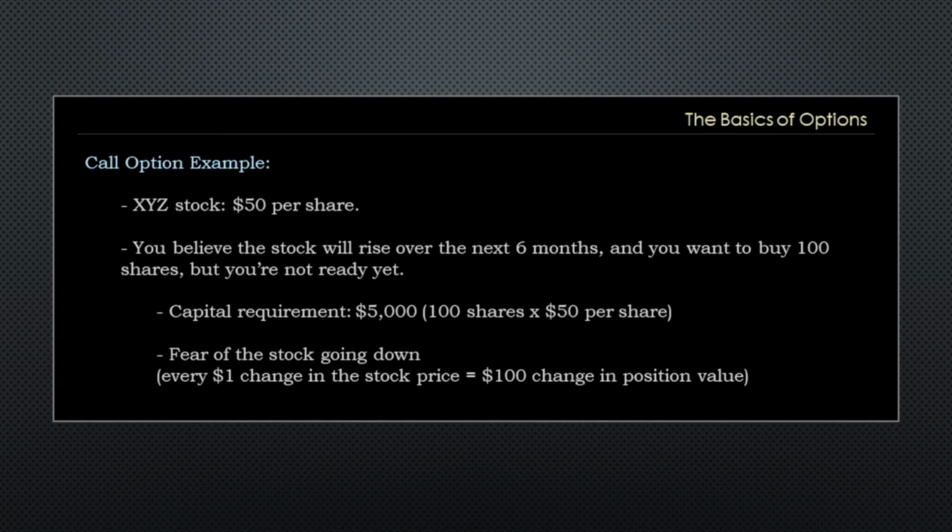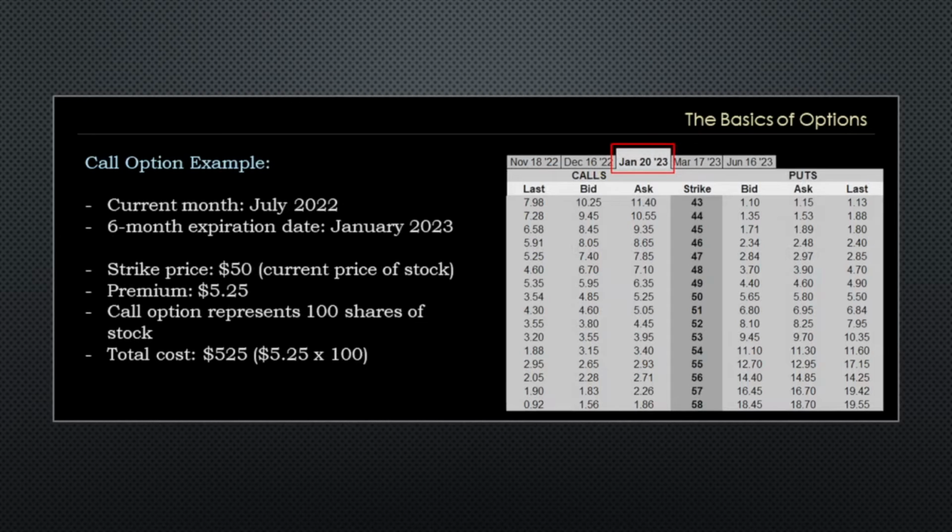So you go into the options market and look at the call options that expire 6 months into the future. Remember that your belief is that the stock will go up over the next 6 months, so you're looking at the 6-month options. You find a call option with a strike of $50 per share, where the stock is currently priced today. The $50 call option is priced at a premium of $5.25. As mentioned earlier, an option controls 100 shares of stock, so buying this call option at a $5.25 premium would cost you $525.